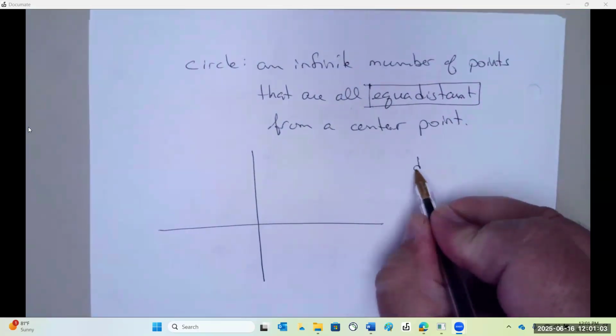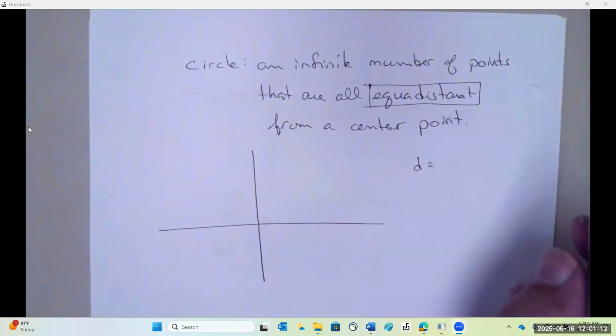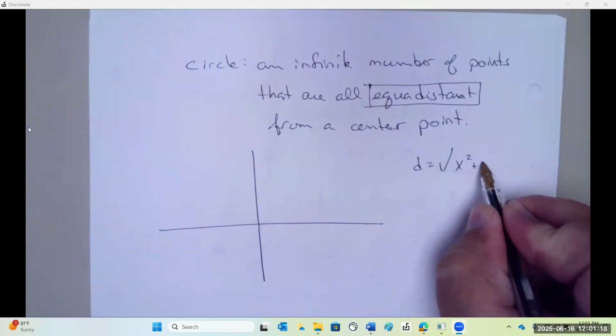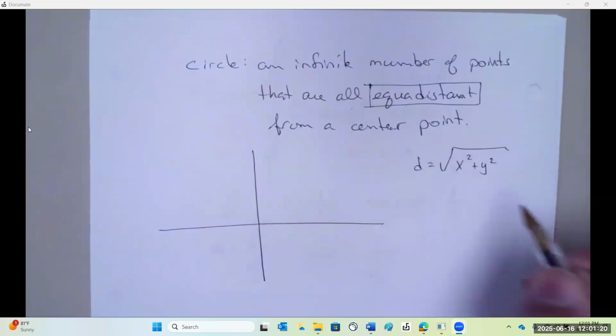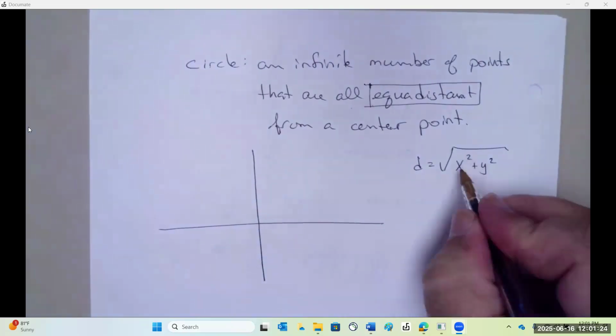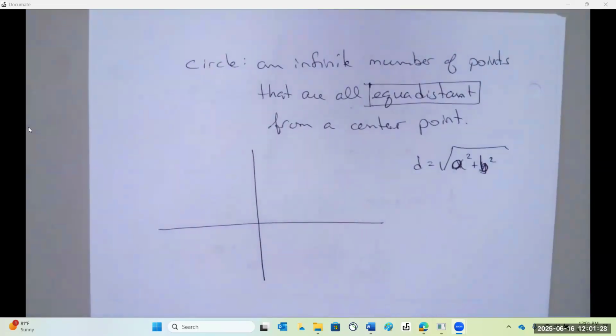Equidistant, that's the distance formula. What is the distance formula? This is where it gets cool. The distance formula is that. Or actually, we're first used to seeing it as a and b. Pythagorean theorem again, isn't it?